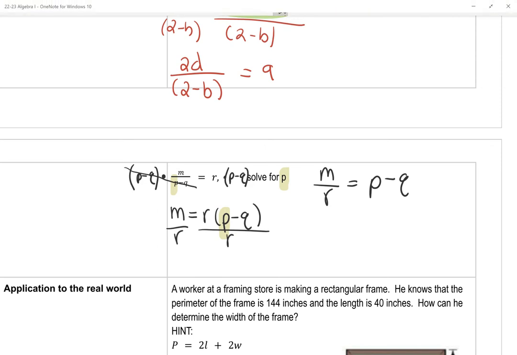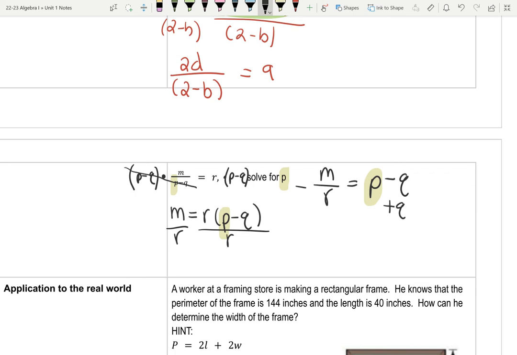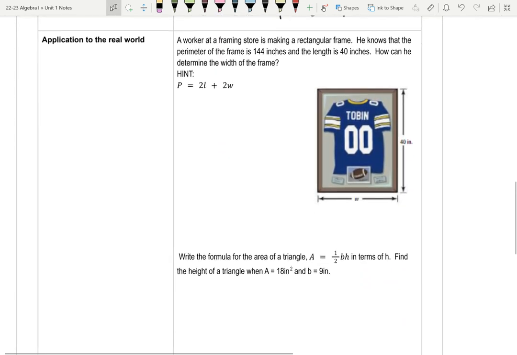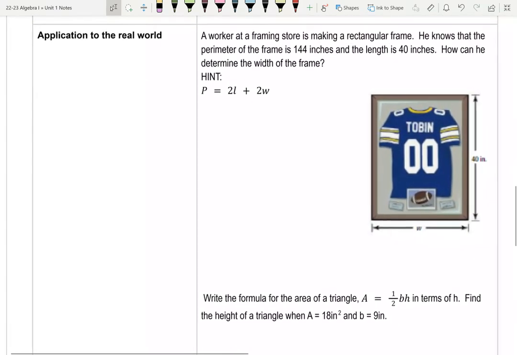Now it's a lot easier for me to get the p alone because all I have left is that minus q there. And the opposite of minus q is plus q. So then I have m over r plus q is equal to p. I'm sure this is pretty confusing. It just needs a lot of practice. So keep practicing these.